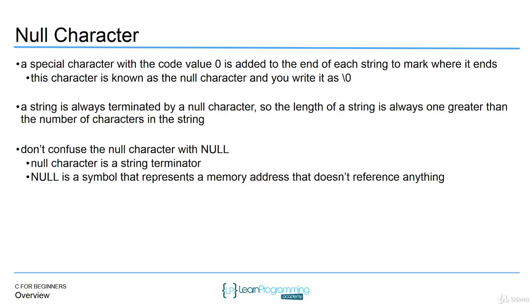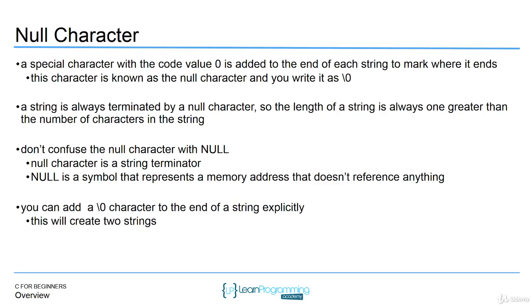We also have a concept of null that we haven't really talked about in too much detail. It usually comes into play when we talk about pointers. But do not confuse the null character with the NULL keyword. There's a NULL keyword in one of the include headers that you can use, and this is a symbol that represents a memory address that doesn't reference anything. So you use it when you use pointers. A null character is just a string terminator. We'll talk more about NULL when we talk about pointers, but make sure you understand the distinction between the null character and the NULL keyword. You can add a \0 character to the end of a string explicitly, and this will create 2 strings. I'll show you how to do this when we talk about defining character arrays.